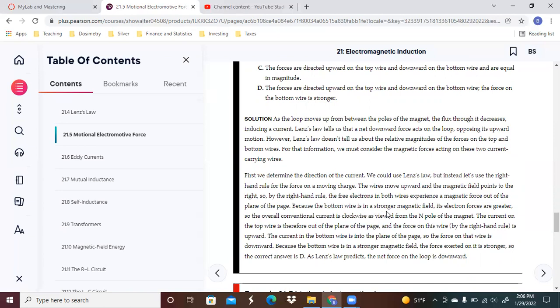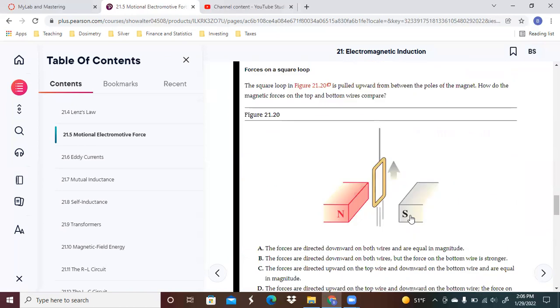Because the bottom wire is in a stronger magnetic field, its electron forces are greater. So the overall conventional current is clockwise as viewed from the north pole of the magnet. So in other words, as you look this way, it's going to basically rotate, go here to here to here to here.